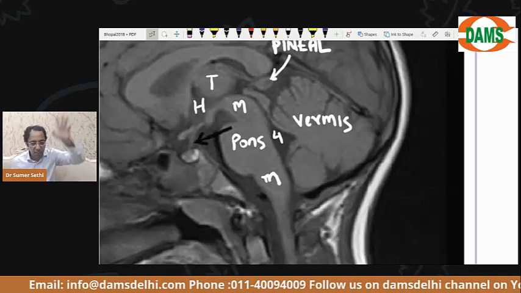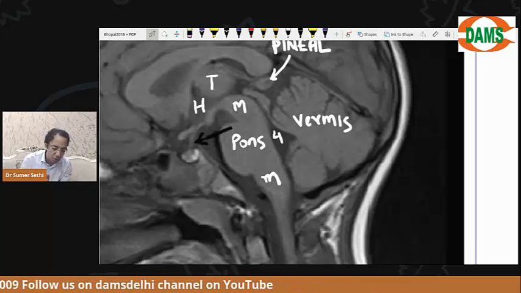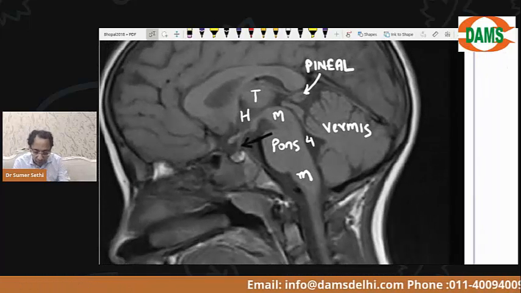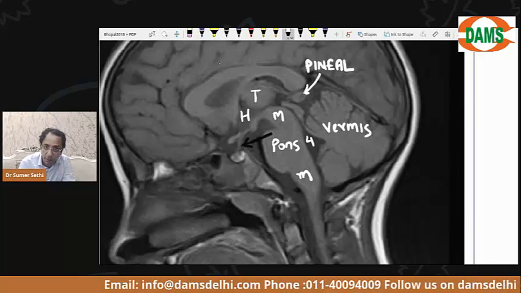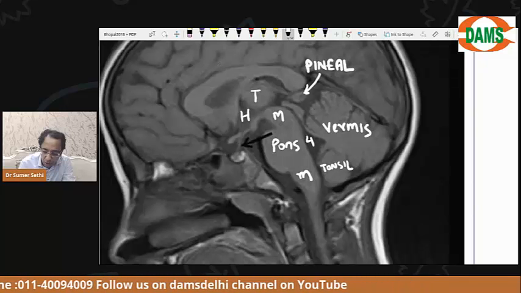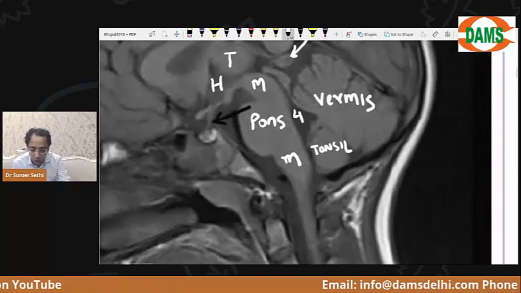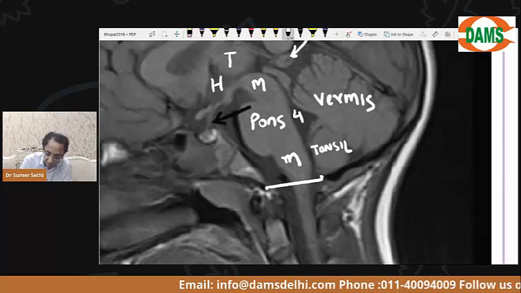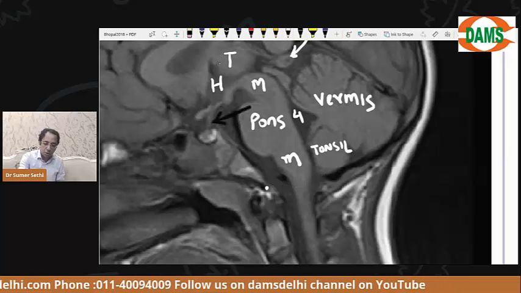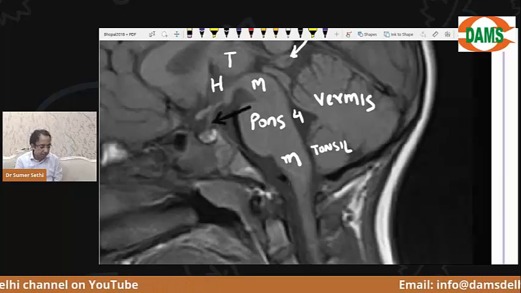So midbrain is above the pons, then you have the medulla. Behind it you have the vermis. Between the vermis and the pons you have the fourth ventricle. Everybody okay? Very good. Now please see an answer. The lowermost part of the cerebellum is not the vermis. Actually, the lowermost part is called the tonsil. You can see the lowermost part here, I have labeled it as tonsil, which is sitting right next to the foramen magnum. Just above the foramen magnum, you have your tonsil. Cerebellar tonsil is the lowermost part of the cerebellum. Everybody clear?